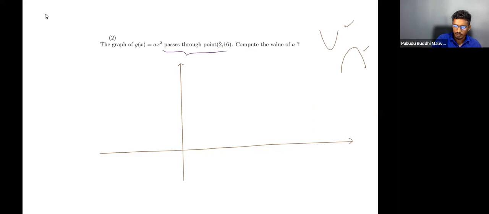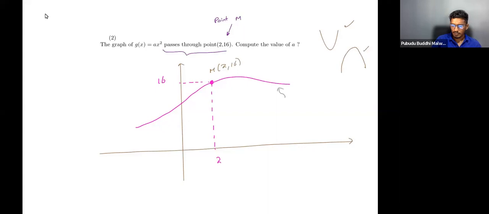It passes through that point. Let's say point M, (2, 16). Let me mark that somewhere here. So this graph passes through this point, like this. Whenever x equals 2, y equals 16. And the function g of x equals ax squared.